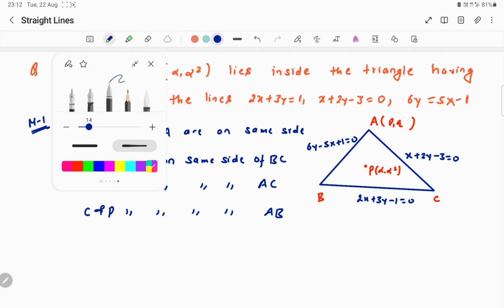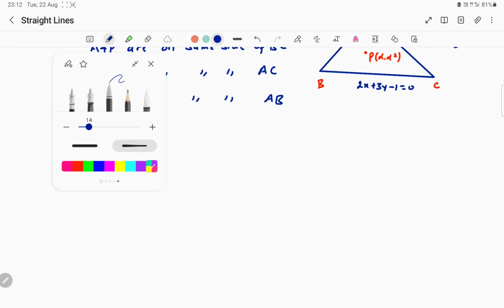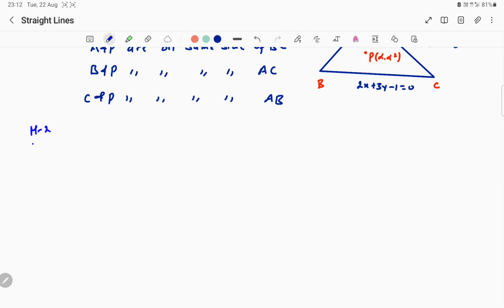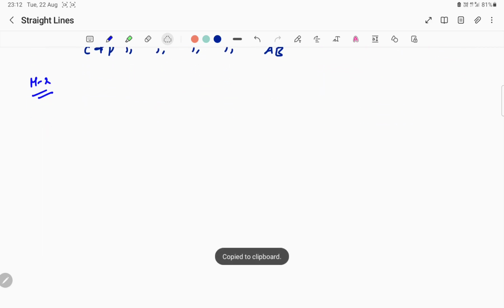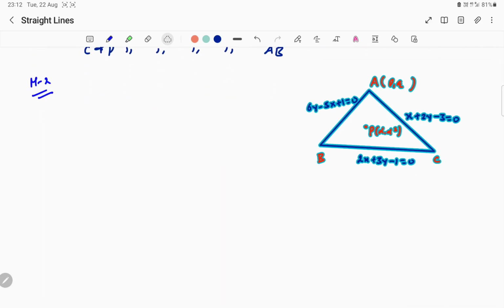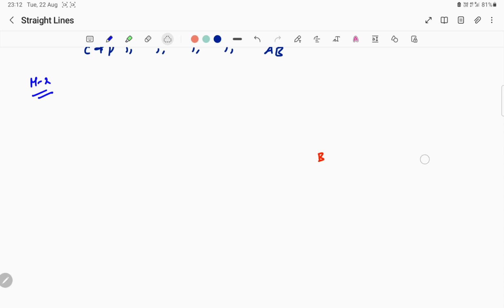So now let's go to method number 2. What is method number 2? Let's take this diagram again. Now I would say, is it possible to plot this graph? Not completely, but at least a rough sketch. So I'm trying to plot this graph roughly.